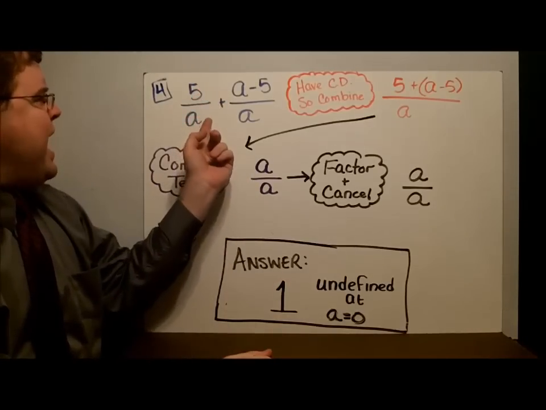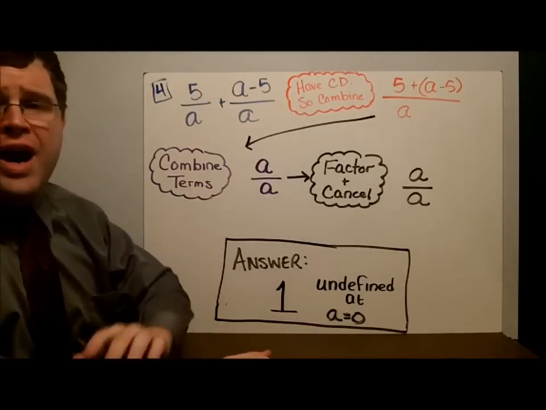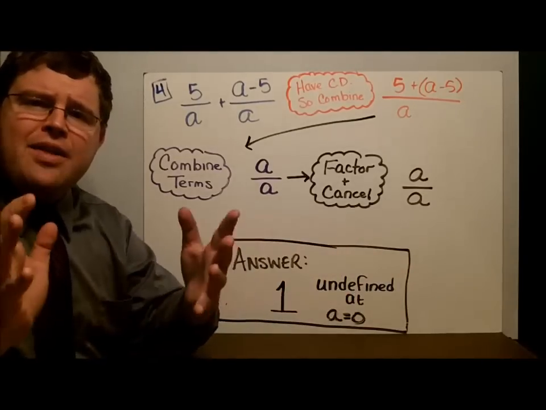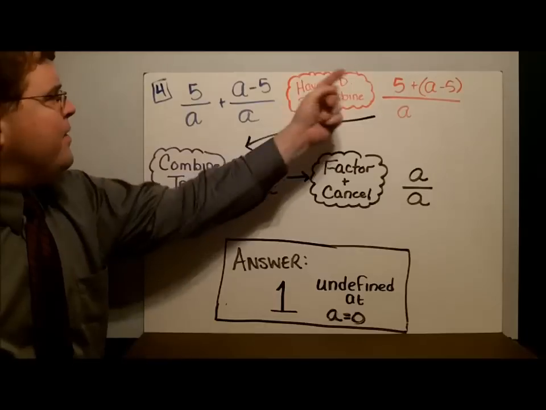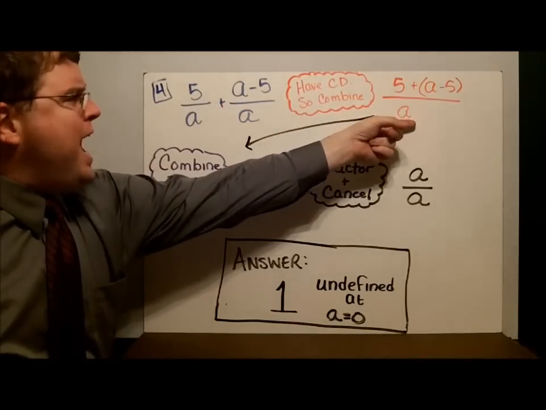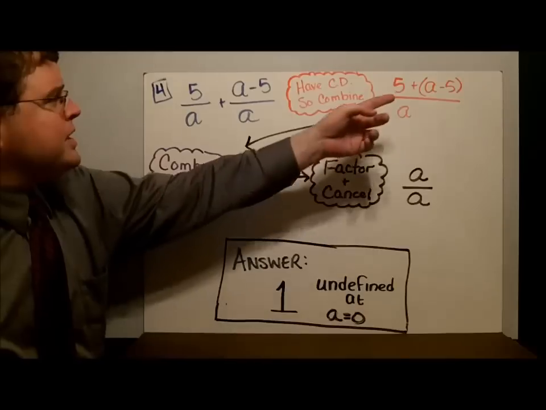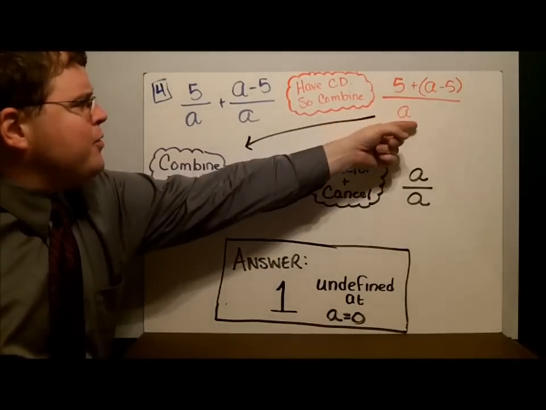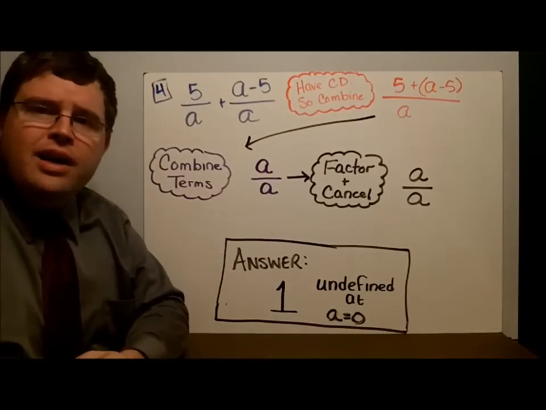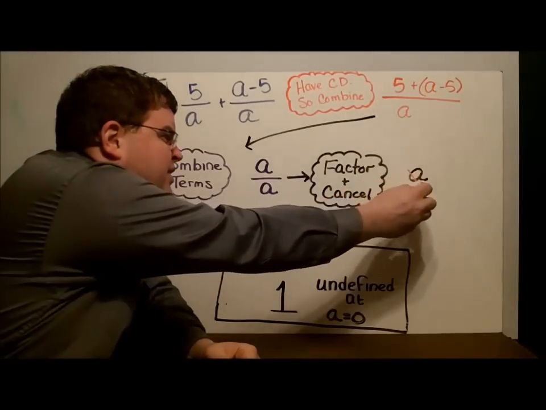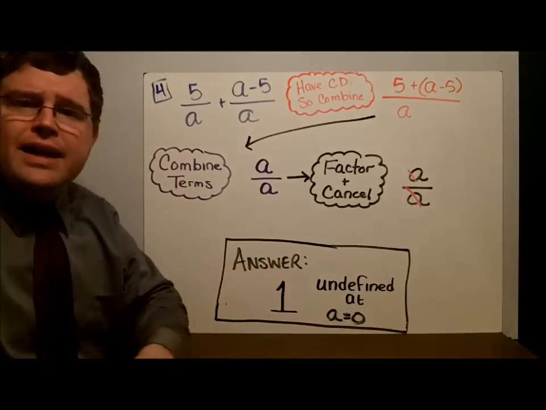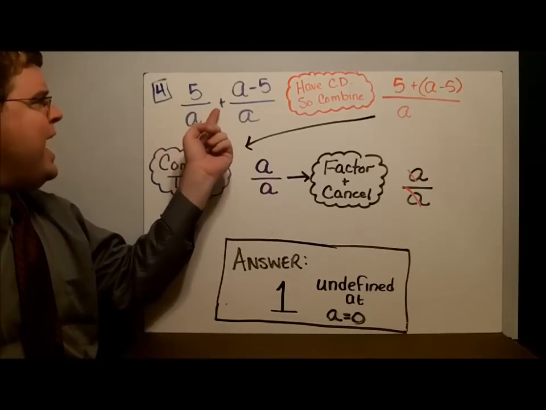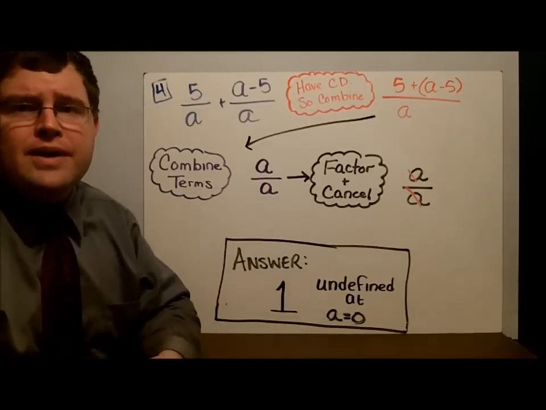We have 5 over a plus (a minus 5) over a. We have common denominators, so life is good. We put things together into one fraction. 5 plus a minus 5 over a. And now we'll combine like terms. 5 minus 5, well, they cancel each other out, that's 0. I'm left with a over a. And oh, a over a, those cancel each other out, and you simply get the number 1. So this sum here, 5 over a plus (a minus 5) over a, is really the number 1.